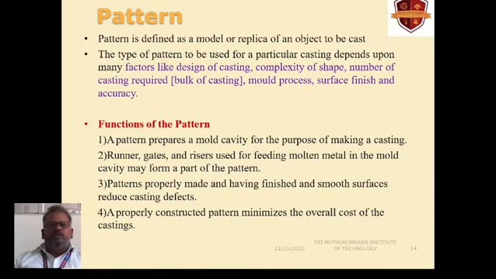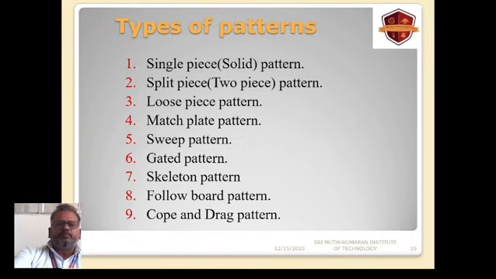Now what I have told you is about the pattern. By definition, a pattern is a replica of what we are going to produce. It may have some complexity in shapes, different sizes and so on, so you have to make it using this pattern. Now the function of the pattern: it prepares a mold cavity for casting, and the runner and riser are also made using it. The pattern is properly made with a finished smooth surface, then the molten metal is poured into it, cast and removed.